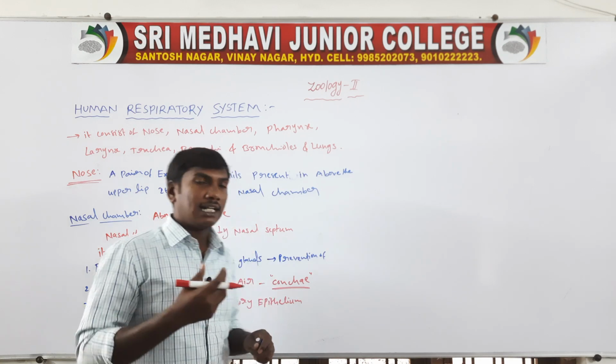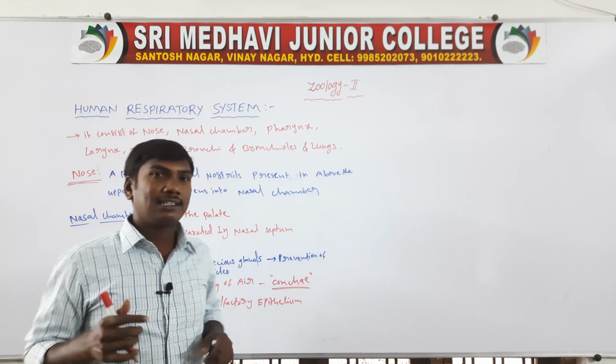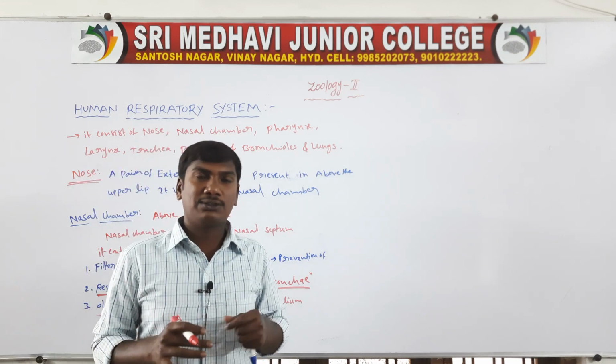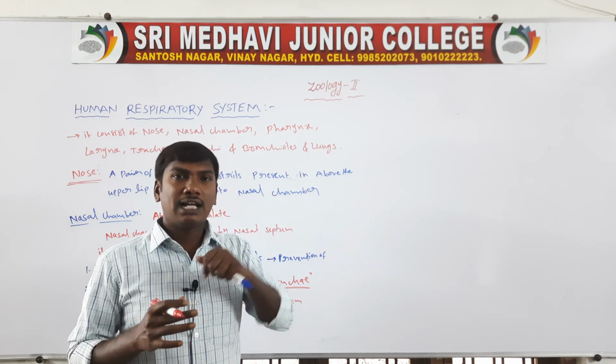Next one, the nasal chamber is divided by the nasal septum. The nasal chamber contains three regions, three zones. One is the filtering zone, one is the respiratory zone, and the third one is the olfactory zone.